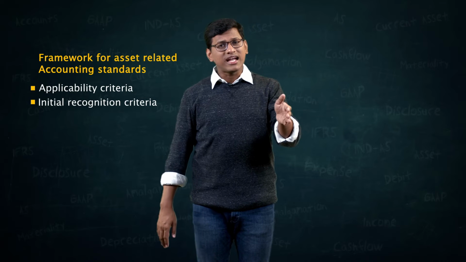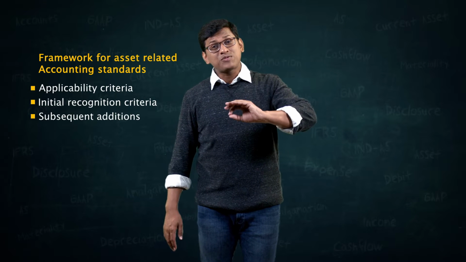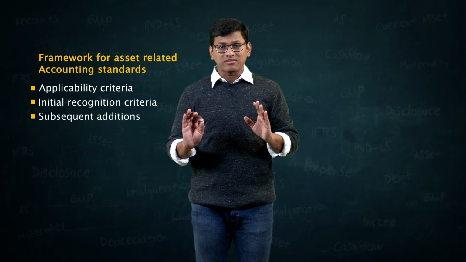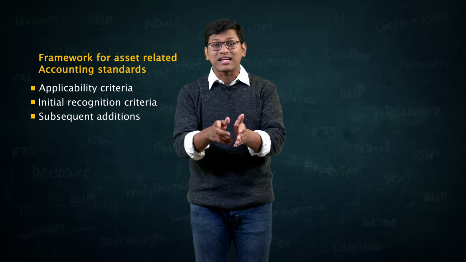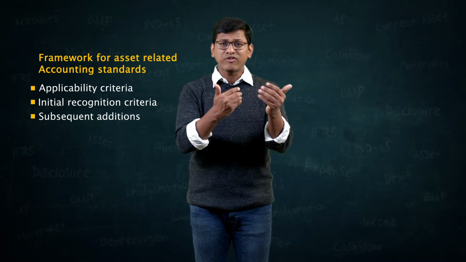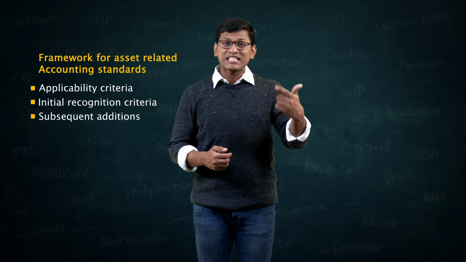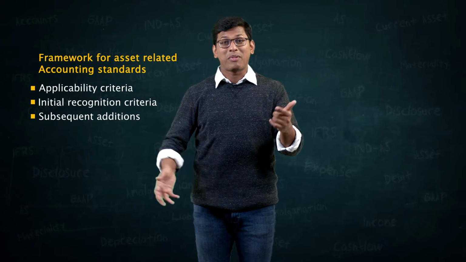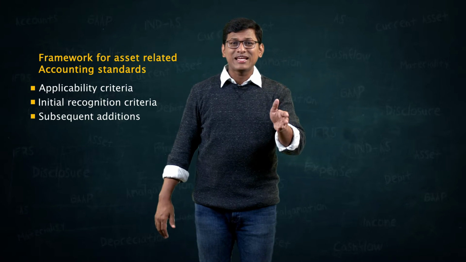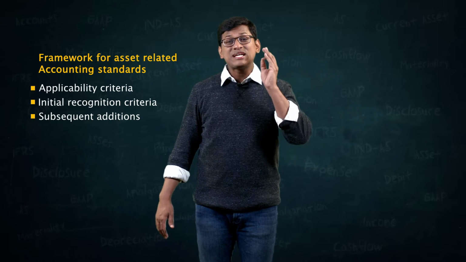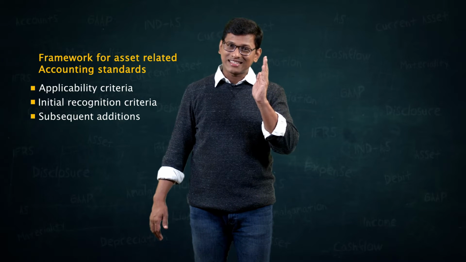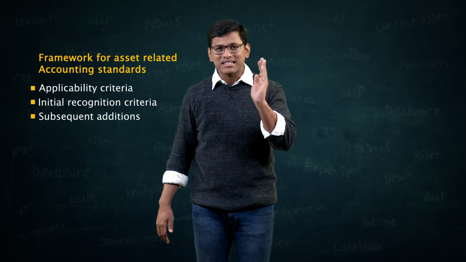Then after that there is something called as subsequent additions. What does it mean? We purchased a building. At that time, how to recognize that? That will be covered under initial recognition criteria. We purchased the building, used it for 2 years. Now we are incurring some expenditure on that building. We might be painting that building. We might be doing some repairs and renovation on that building. So in such case, how to deal with such subsequent expenditure on a capital asset? That is the next criteria what will be discussed.